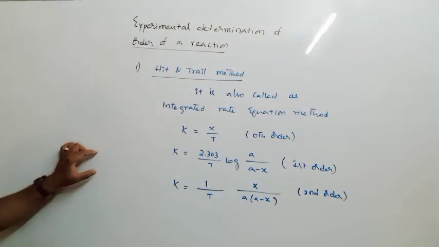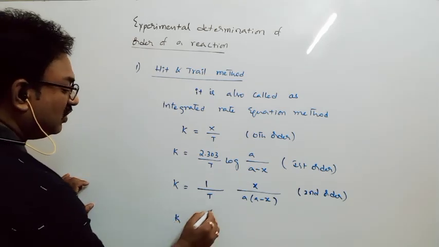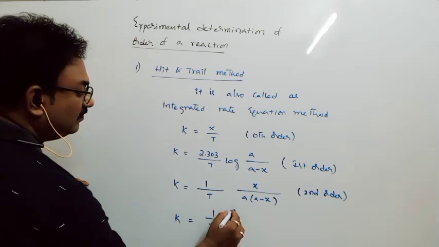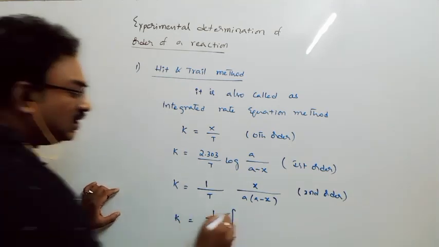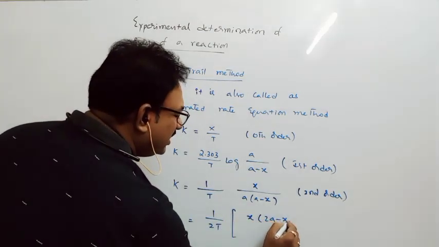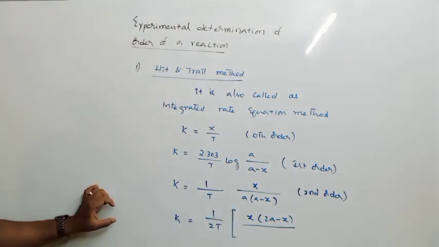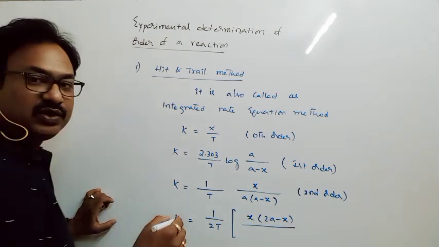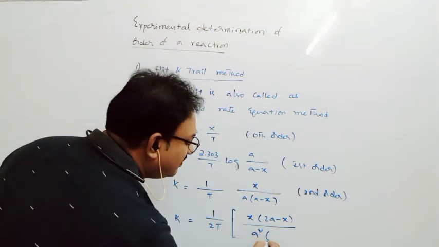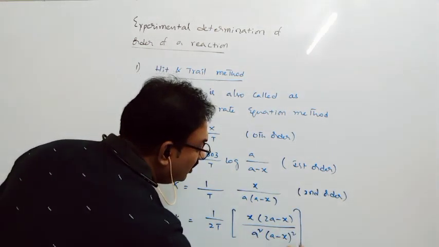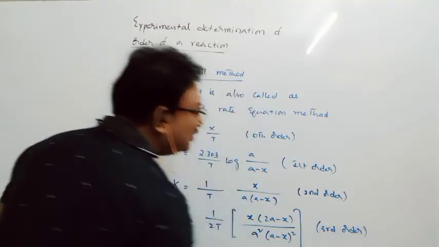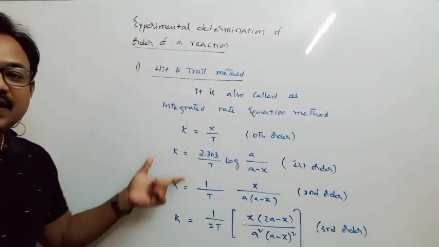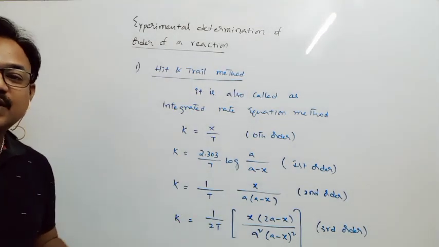Similarly, for third order, what will we do? In the same way, K is equal to 1 by 2 into t, into x into 2a minus x by a square into a minus x whole square. So this is for third order reaction. So these are all integrated rate expressions for different order reactions.